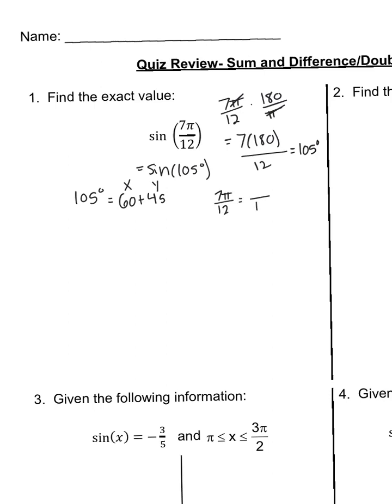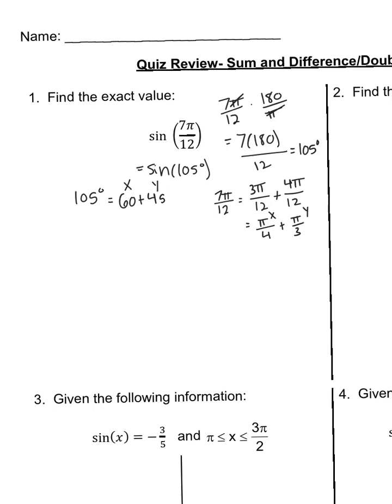If you wanted to do it the other way, you would need to look for two numbers that are reducible by 12 that I can add together to get to 7. So 3 and 4 are reducible by 12, and 3 plus 4 gets me 7. So if I reduce these, I get pi over 4 and pi over 3. So this would be my x, and this would be my y. I'm going to follow this problem through with the 60 and the 45, but if you want to do it with the pi versions, then you can do that as well.